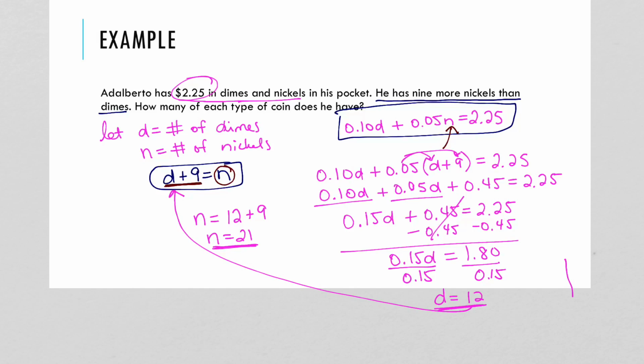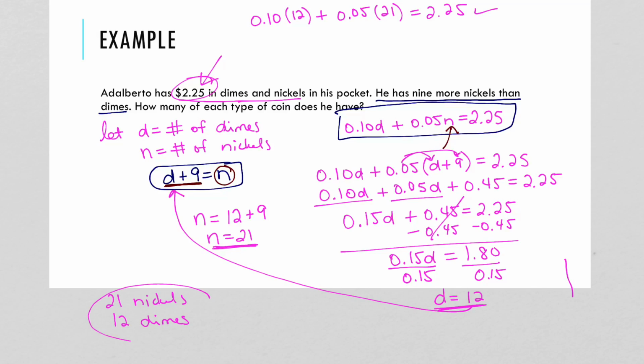So here's what I'm going to do. 0.10 times, how many dimes do I have? I have 12, plus 0.05 times 21. And that number better be $2.25. So on my calculator, 0.1 times 12 plus 0.05 times 21, and I do get $2.25. So I know that I did this right. So I would say 21 nickels, 12 dimes.